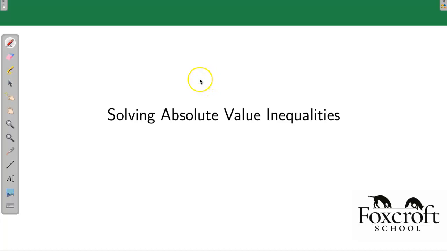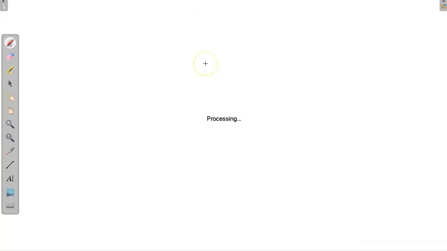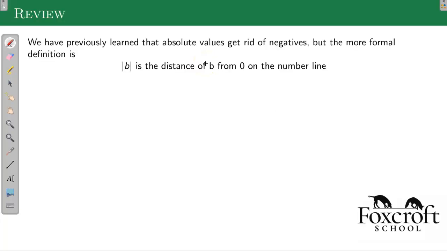In this video, we're going to start solving absolute value inequalities. So when we first started talking about absolute values, we said there's kind of two definitions. One, which is useful a lot of times, is the absolute value just gets rid of negative signs. But the formal definition of the absolute value is the distance from 0 on the number line. And this is going to be really helpful when we're talking about inequalities, and we'll see why in a second. So just remember this extra definition of absolute values will be helpful.